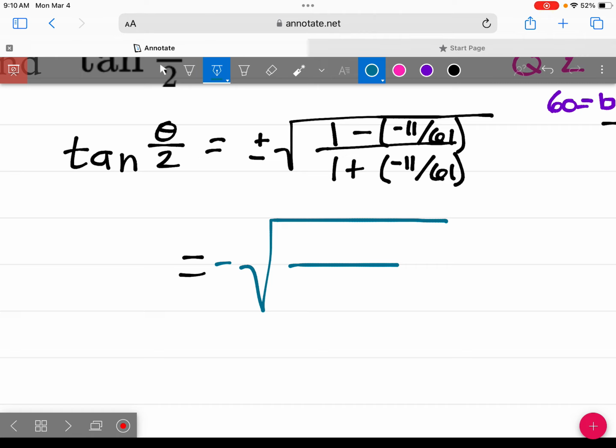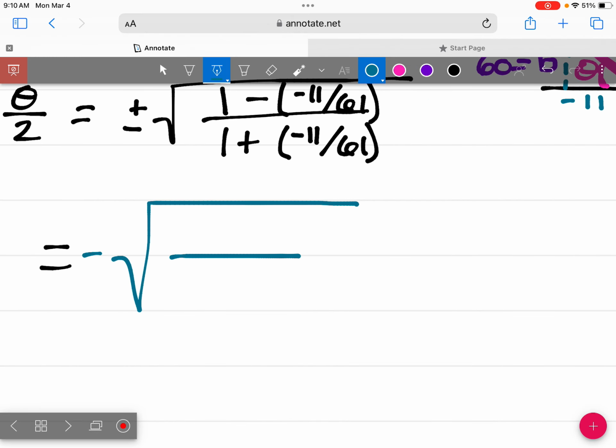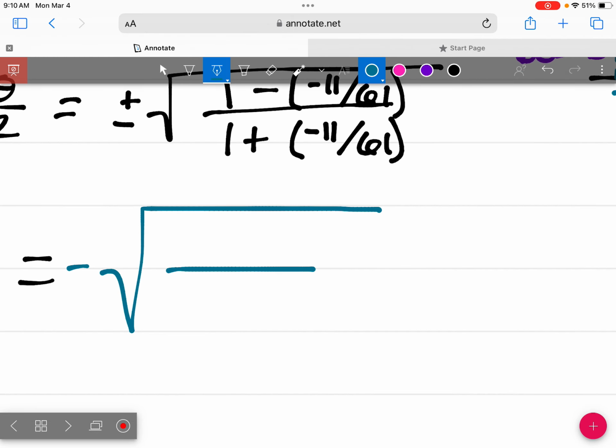We had 1 minus negative 11 over 61. Which becomes 1 plus 11 over 61. What does that simplify down to? What is our numerator going to be?